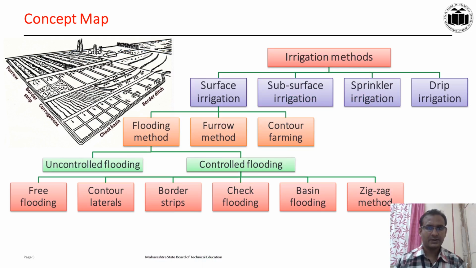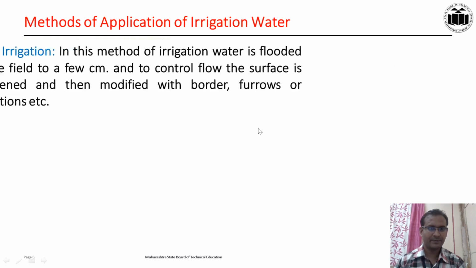You can see these are the different methods of irrigation: surface, subsurface, sprinkler and drip. Under the surface, flooding method, furrow method and contour method are there. Under the flooding method, uncontrolled flooding and controlled flooding are there. Under the controlled flooding, free flooding, contour laterals, border strips, check flooding, basin flooding and zigzag method come. Let us see one by one.